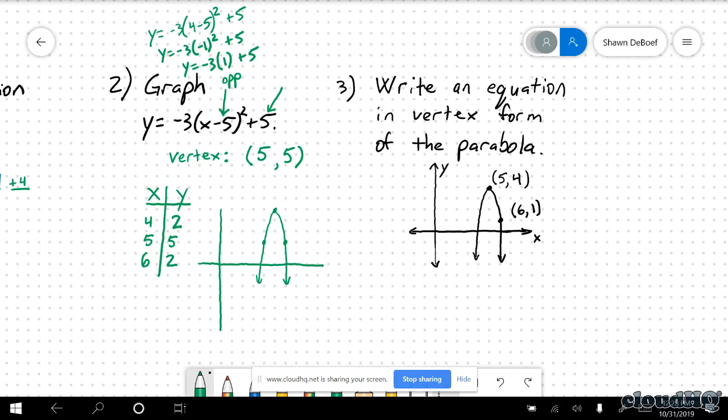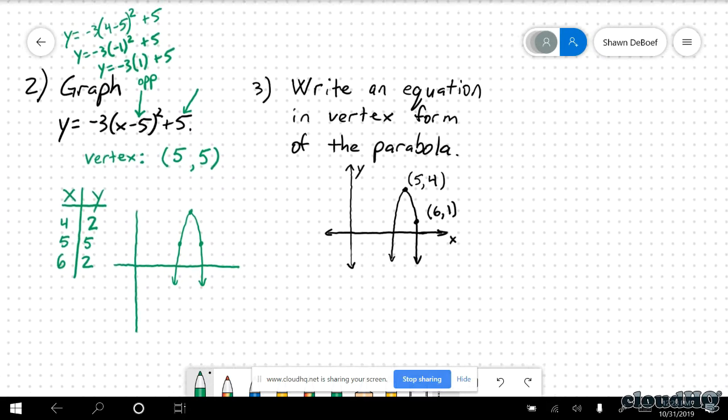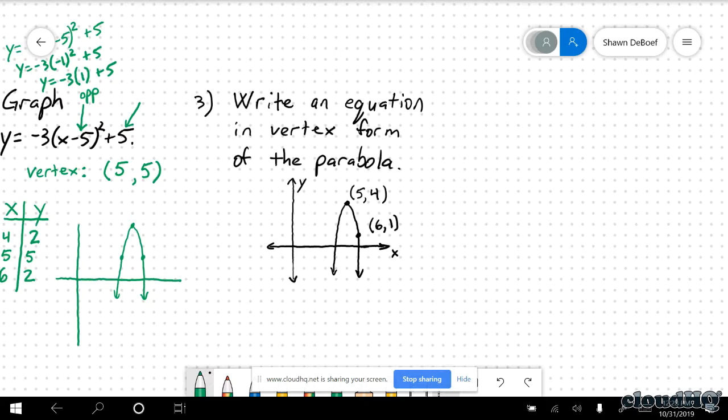Looks very similar to the parabola we have in number 3. Very similar, but not quite the same. It's like it's shifted up 1 from what we did in number 3. So number 3, we work backwards. We know the parabola, and we're supposed to identify what the equation is. We're supposed to put it in vertex form.